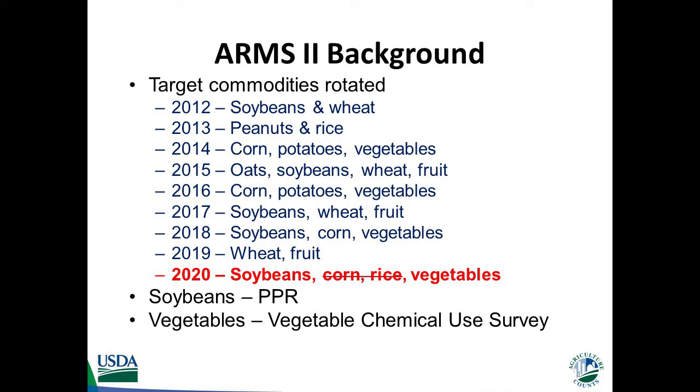Additionally, as part of the NASS Chemical Use Program, we conduct surveys of chemical use on fruits and vegetables in alternating years. In 2019, we conducted the Fruit Chemical Use Survey in Michigan. In 2020, we will be conducting the Vegetable Chemical Use Survey in all 3 states of our region.